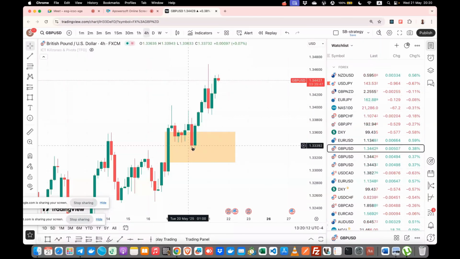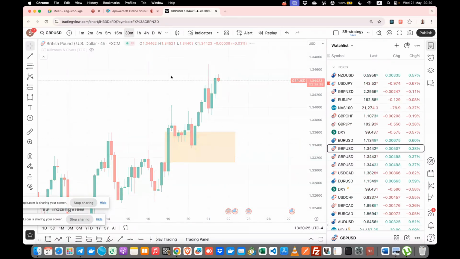And in our case, this bullish move is a continuation of the bigger move. So our key level is this fair value gap for our time frame. So let's move to a lower time frame.